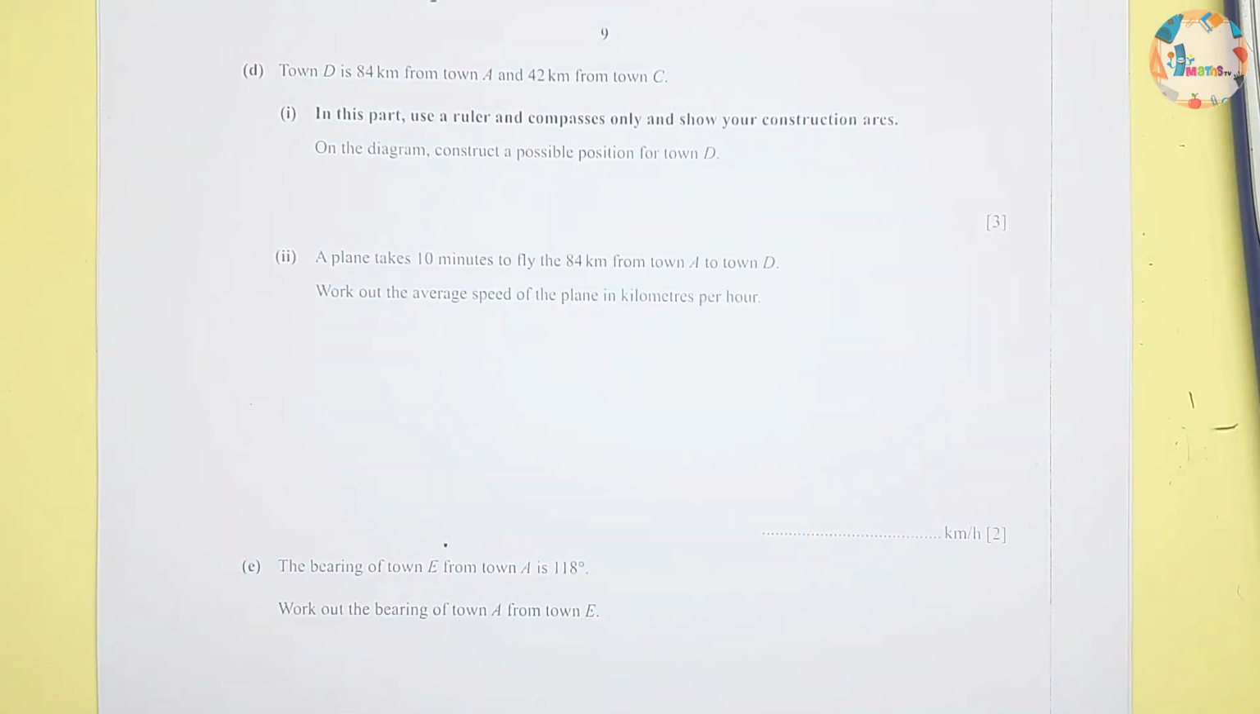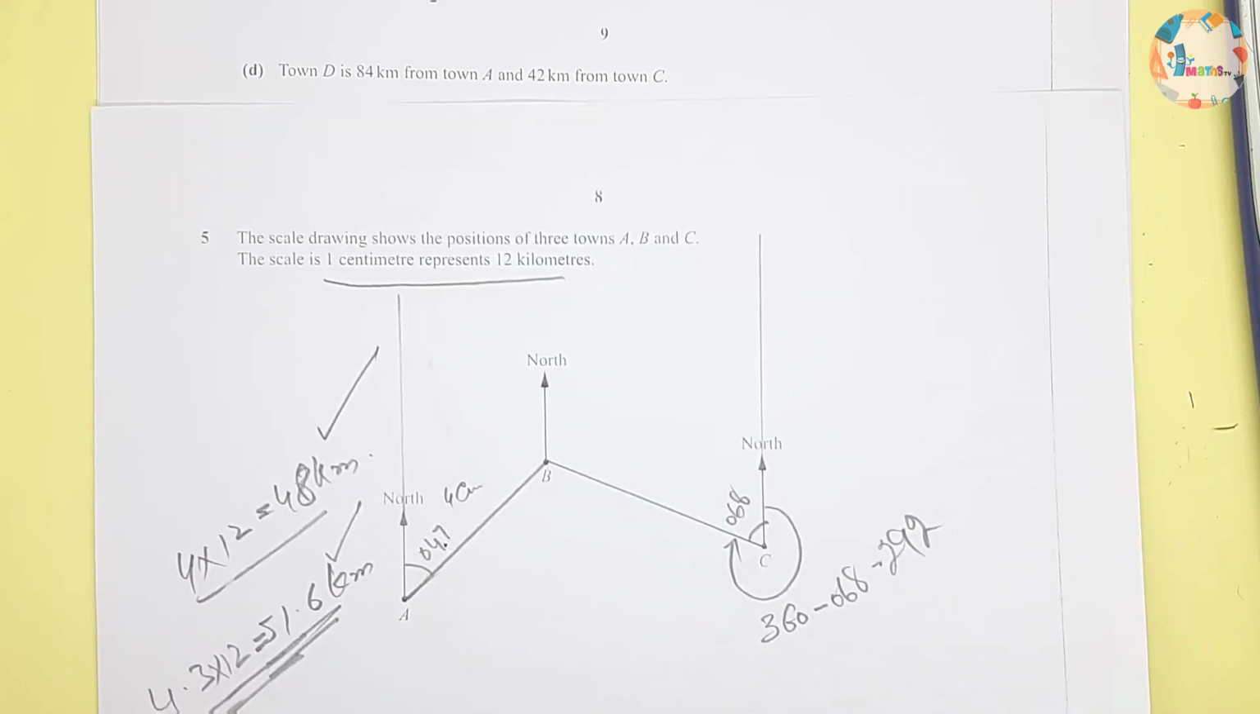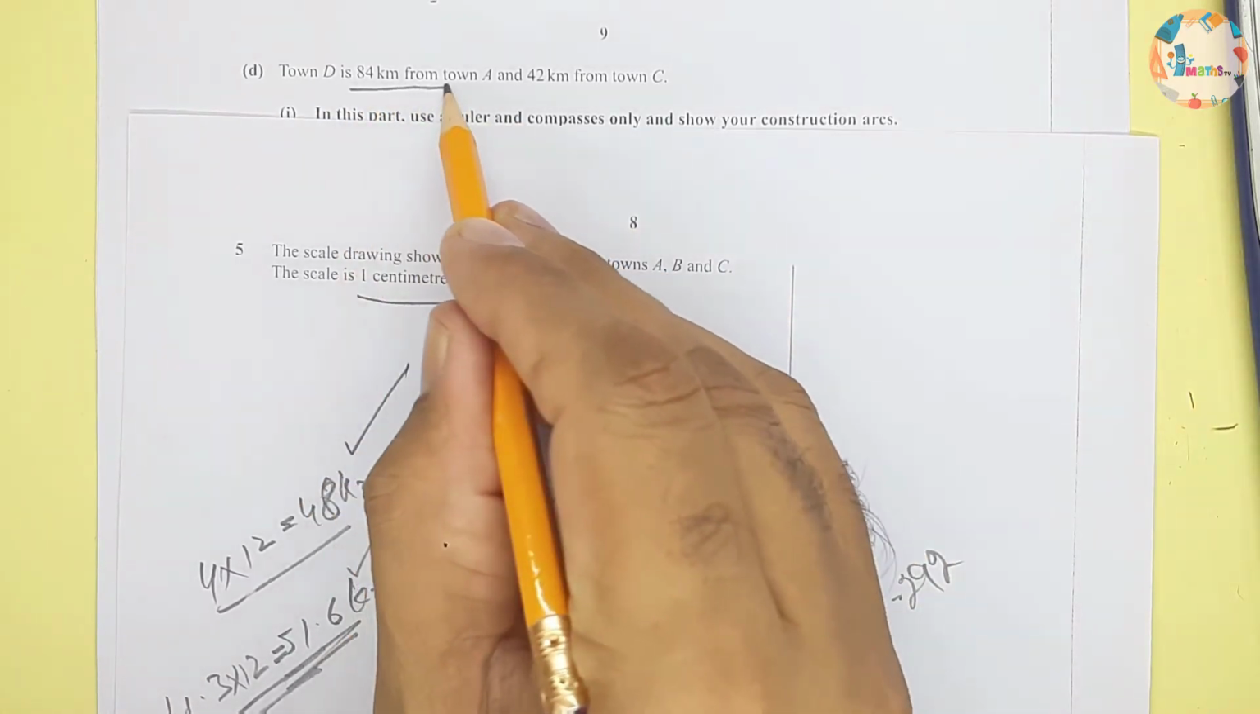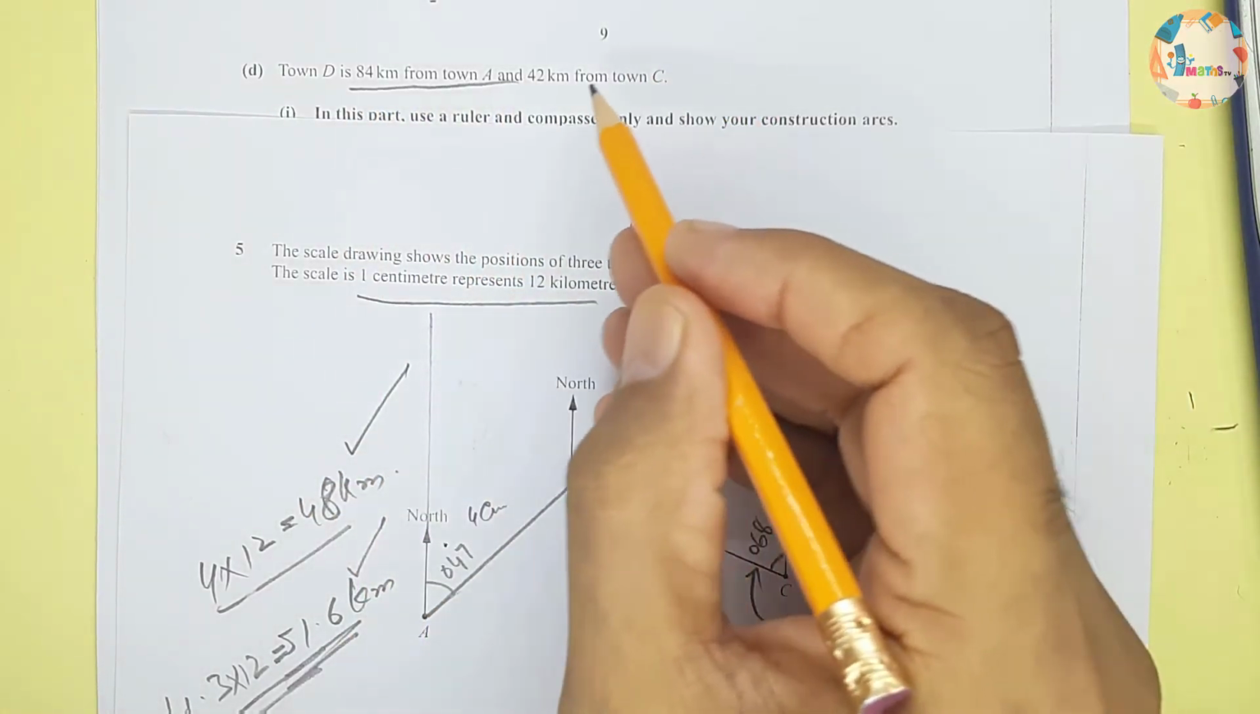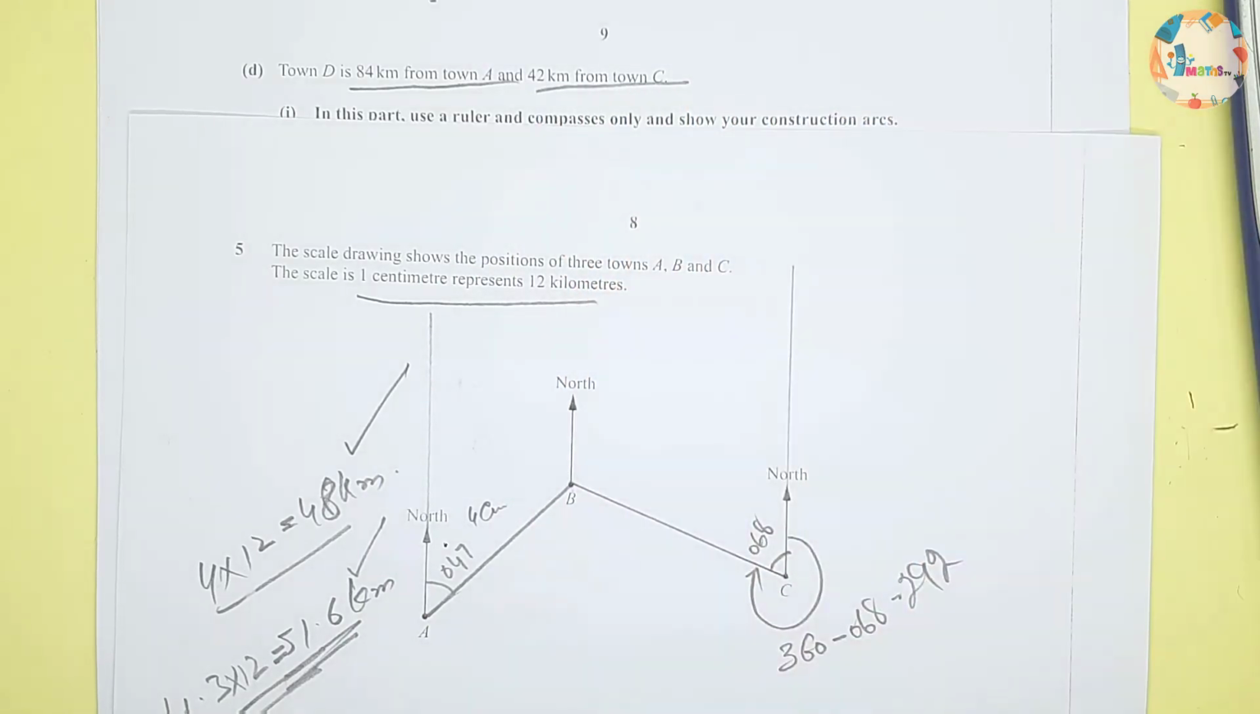Now town D is 84 km from town A and 42 km from town C. In this part, use a ruler and a compass only and show your construction arcs. On the diagram, construct a possible position for D, 84 kilometer from A and 42 kilometer from C.